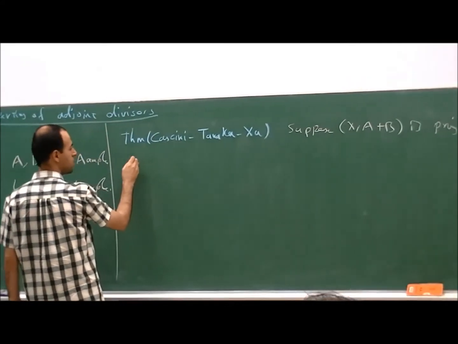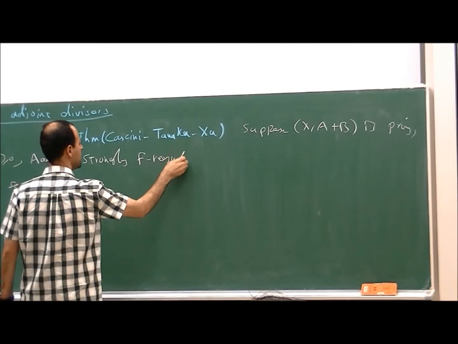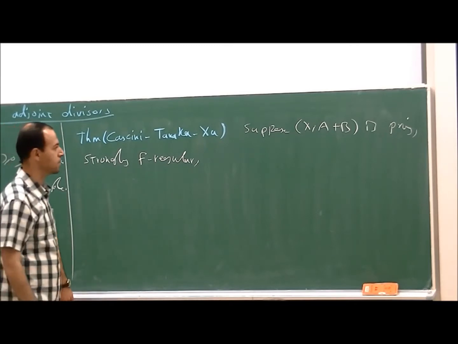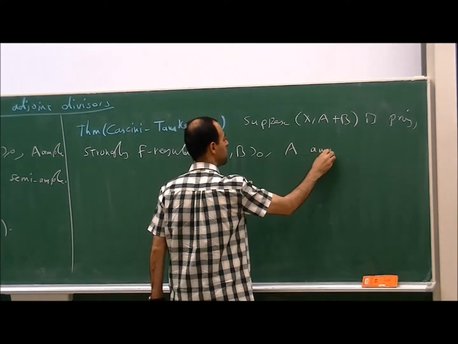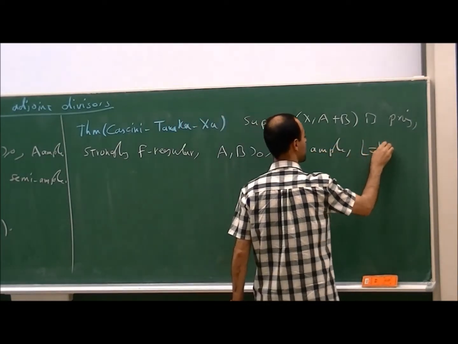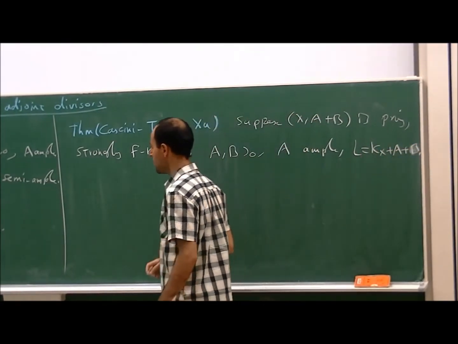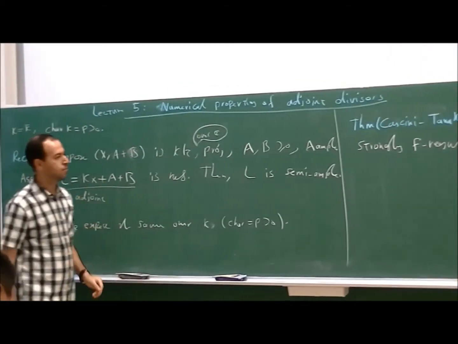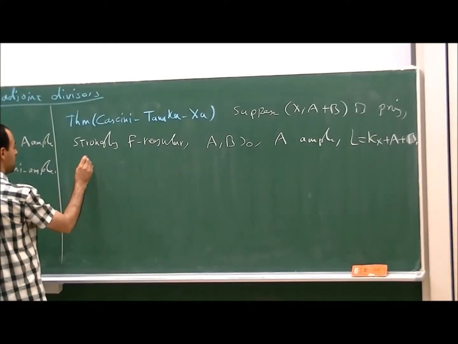The similar notion would be strongly F-regular. So this is almost saying that this is KLT, but it's a little bit stronger than KLT. And as before, A and B are effective, A is ample, and let's say L is K plus A plus B. In the characteristic 0 theorem, I say that if L is nef, which is just a numerical kind of additivity, then it should be semi-ample. Here, the theorem is in a way much weaker. It needs a much stronger assumption on L.